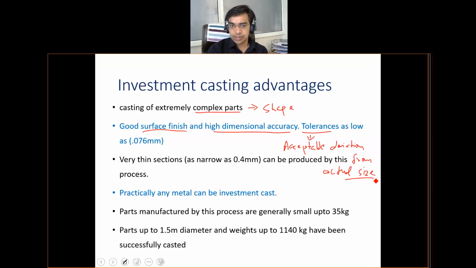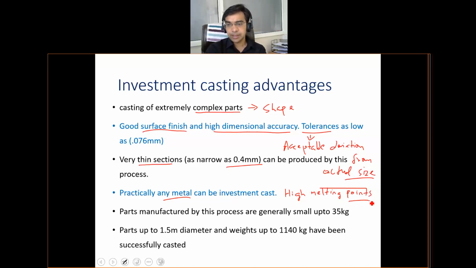Secondly, this process is very suitable to cast very thin sections. Very narrow sections can also be cast, up to 0.4 millimeters. And this process can handle almost all the metals. Especially this is a very good process for high melting point metals. So metals which have high melting points are very suitable for this process.